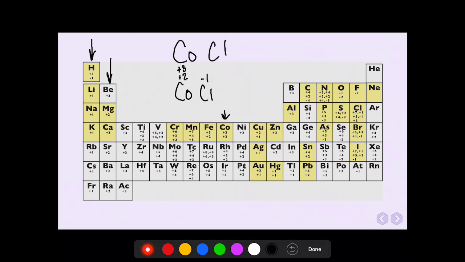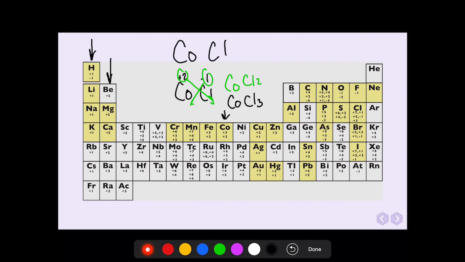But let's just say I'm going to use the 2. Well, that 2 is going to come down here, and this 1 is going to come down here. So cobalt, CoCl2 is a possible combination. Now some of you ask, well, what about the +3? Why'd you just get rid of that? Well, it's possible that I could actually have CoCl3, and both of those compounds would actually exist.